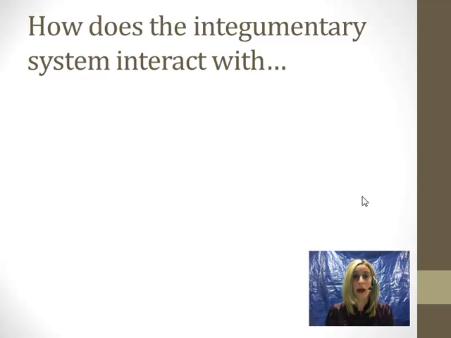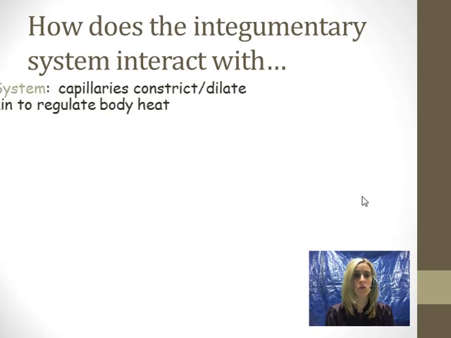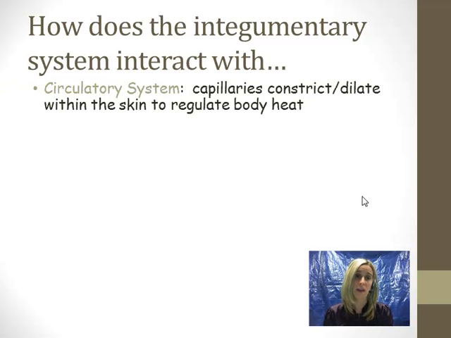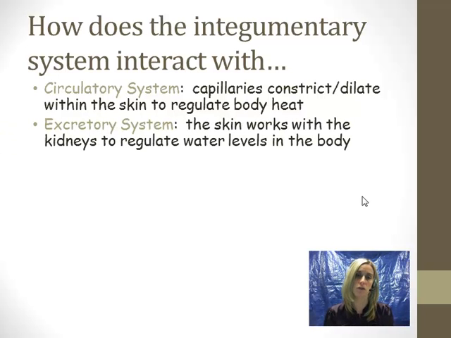Okay, so you've probably written down some notes about how the integumentary system interacts with other systems. I'm hoping you thought about the circulatory system, and the fact that it contains those capillaries that are constricting and dilating to help regulate body heat. I'm hoping you also thought about the excretory system. So we know that the skin works with the kidneys to regulate water levels in the body.